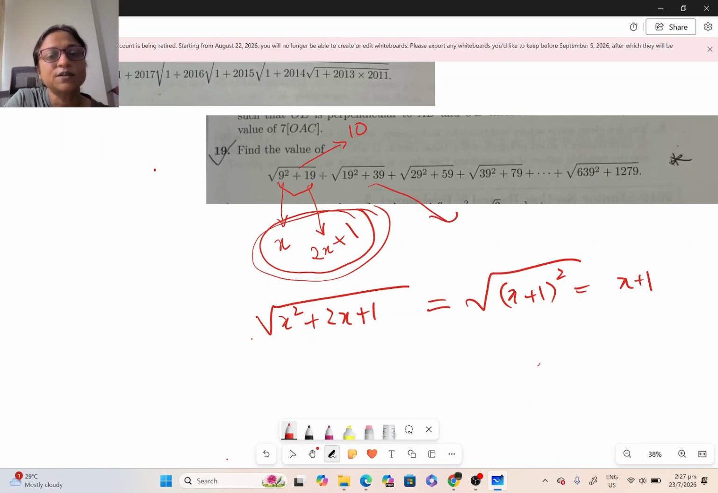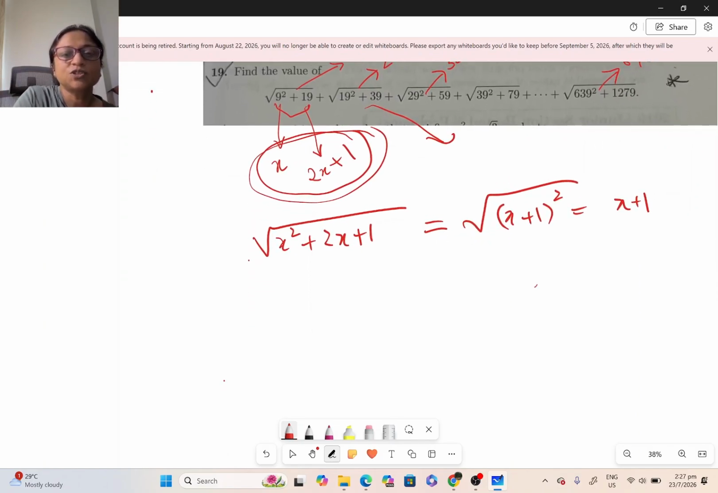Similar logic. See if it works here. If this is x, this is 19 to 38. 38 plus 1, 39. So yes. So this term becomes 20. Similarly, this becomes 30. All are similar. Similarly, this would become 640. Right? All right. So now nothing much is left to do.